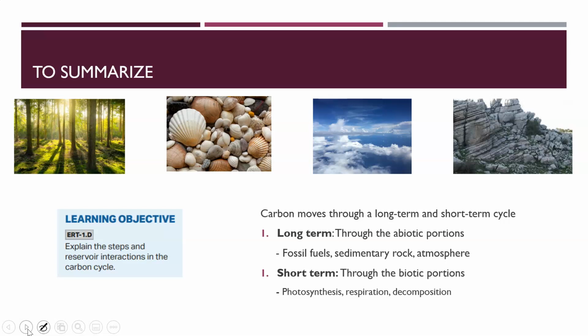So to summarize, we learned that carbon moves through a long-term and a short-term cycle. Our long-term is through the abiotic portions, such as the fossil fuels, the sedimentary rock, the atmosphere, volcanoes. And then the short-term cycle goes through our biotic portions: photosynthesis, respiration, and decomposition.